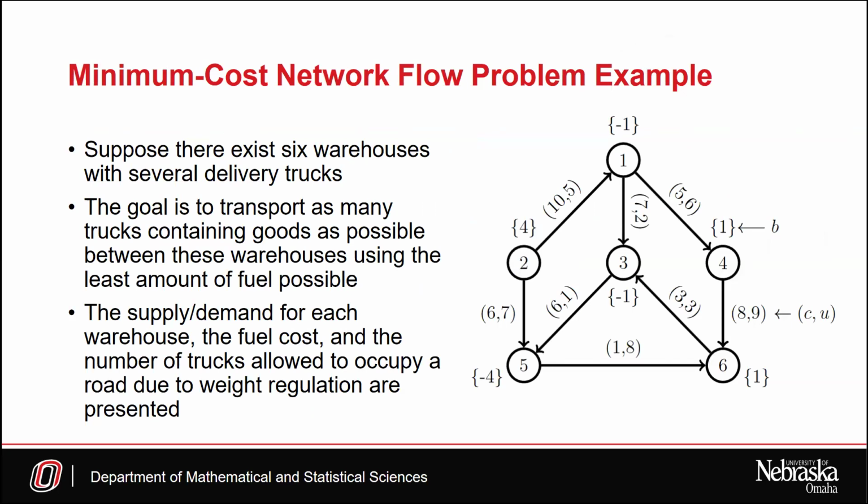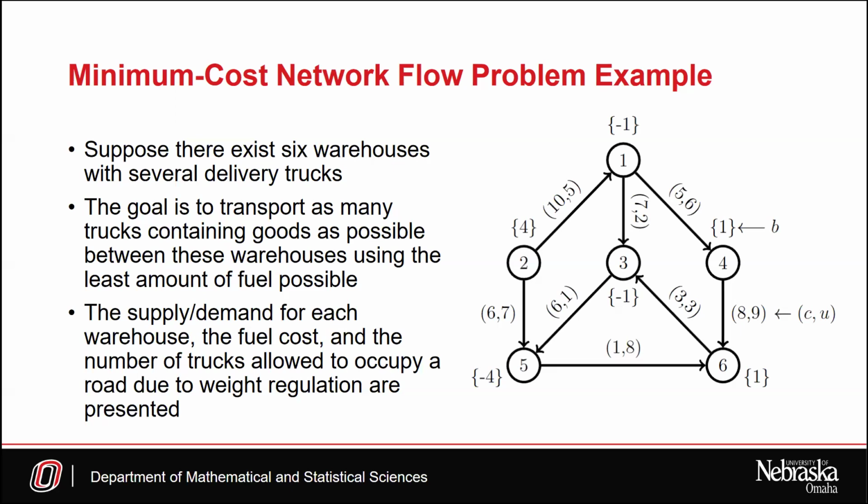So an example of this, suppose there exists 6 warehouses with several delivery trucks, where the warehouses are the circles, which are called nodes, and the arrows that connect the warehouses, roads, have an upper bound and a cost, which is shown to the right. And the curly braces above each of these nodes represent the balance of demand versus supply. Demand has negative values, supply has non-negative values.